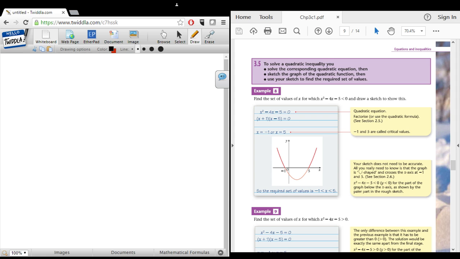Now I have to make a fine point here. If you recall back in the previous videos, we said that the reason why you need to appreciate how to draw the graphs is because later on you're going to be asked to extract an answer just by visual observance, and you can see it's started to happen here. So they've given you an example 8, and it says find the set of values of x for which x squared minus 4x minus 5 is less than 0, and draw a sketch to show this.